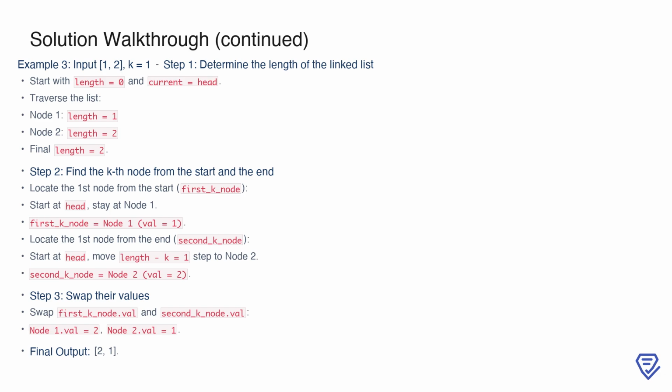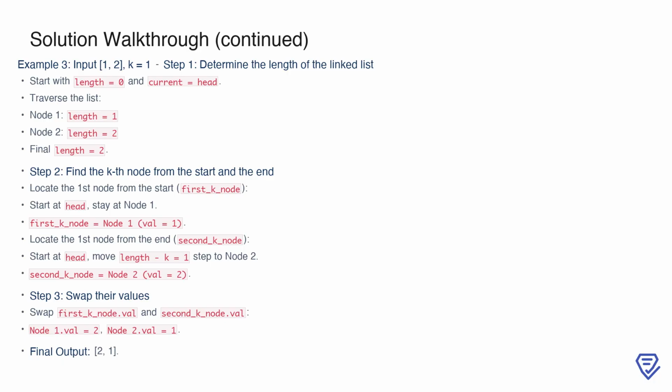For the first node from the start, we stay at the head, so first_k_node is node 1 with a value of 1. For the first node from the end, we calculate length - k, which is 1, and move 1 step from the head to reach node 2. This makes second_k_node the node with a value of 2.